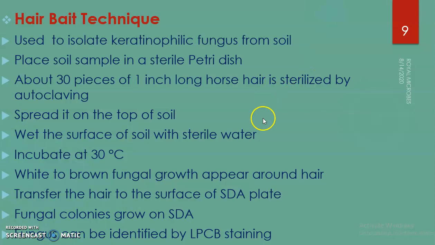Next is hair bait technique. The technique is widely used to isolate keratinophilic fungus from soil. Here the soil sample is collected and transferred to a sterile petri dish. For this study, we are using horse hair. We have to cut horse hair into pieces of 1 inch length and sterilize by autoclaving. After that, 30 pieces are spread on the top of the soil. Wet the surface of the soil with sterile water. Incubate at 30 degrees Celsius.